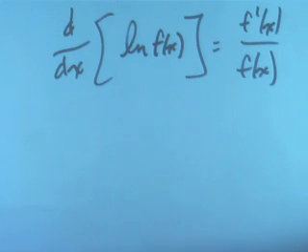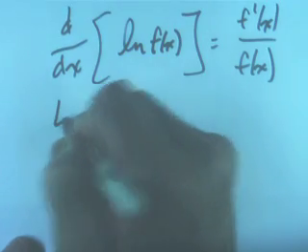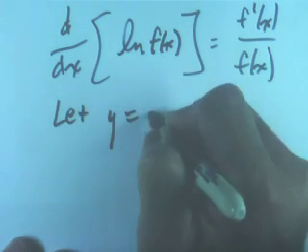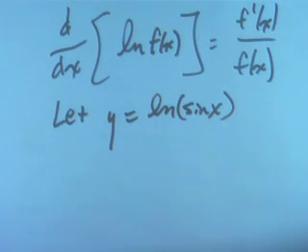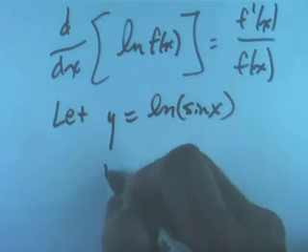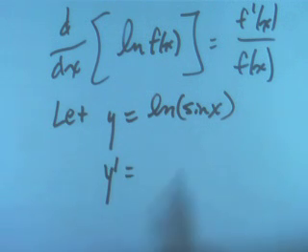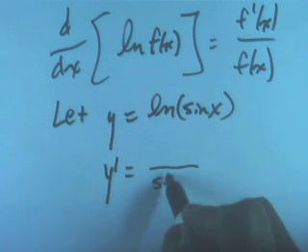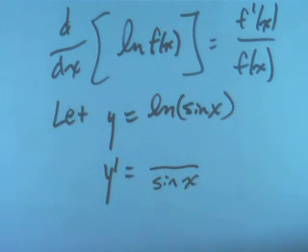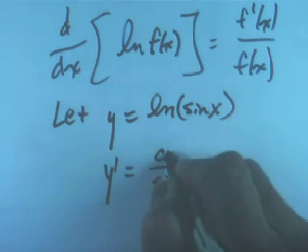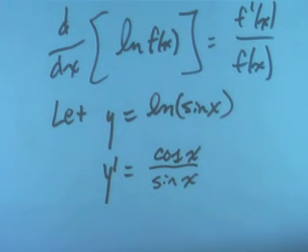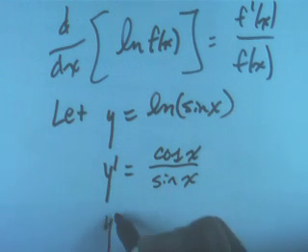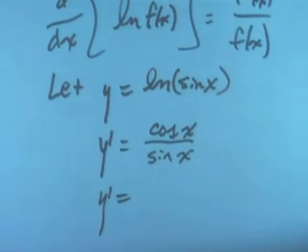So, for example, let y equal the natural log of sine of x. Then, if we need to find y prime, the derivative, we write a ratio where we put sine of x in the denominator, and then we take the derivative of sine of x and put it in the numerator. The derivative of sine is cosine. So we have the ratio cosine x over sine x, which of course, by the fundamental identity, is cotangent.